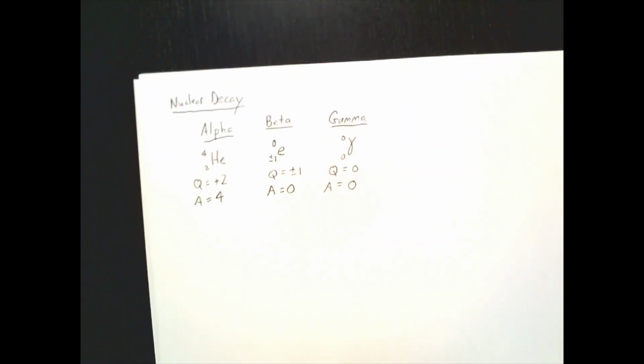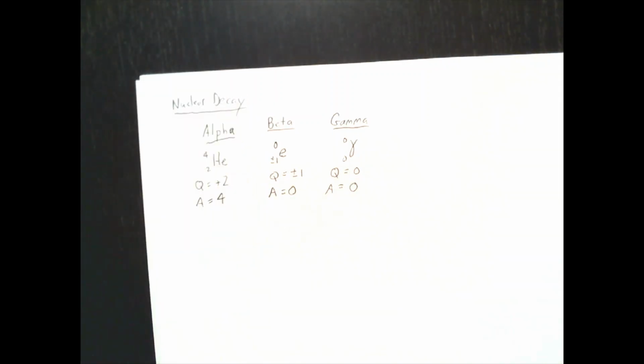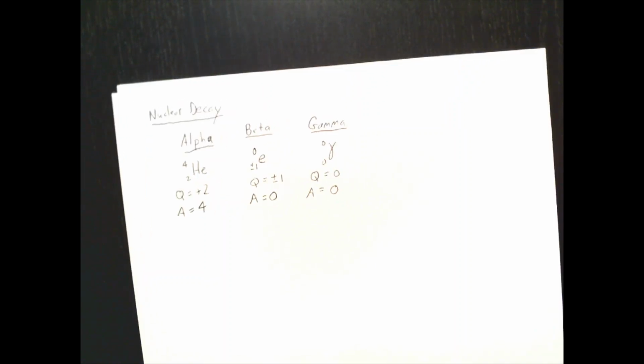So these are our three mechanisms by which a nucleus can decay, but we haven't really talked quantitatively about how to model the nuclear decay of a sample. So we're going to briefly talk about that to finish up our discussion on nuclear physics, and then we'll move on to the juicy subject of quantum mechanics.